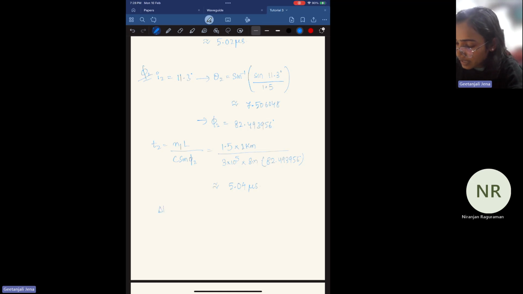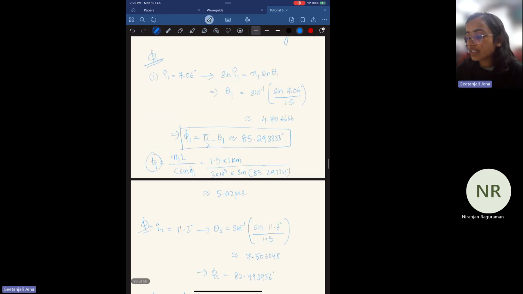So that means delta T, because of the different time, is approximately 0.02 microsecond. And in terms of nanosecond, you can see this is 20 nanosecond. So that means ray 2 will reach the endpoint 20 nanosecond after ray 1 reaches the endpoint. So there is a time delay of 20 nanosecond between these two rays.